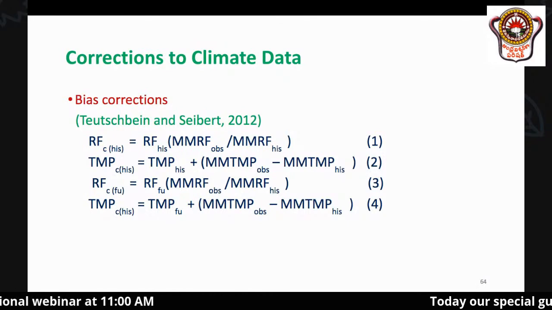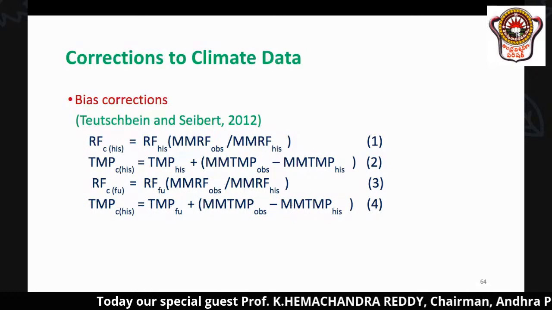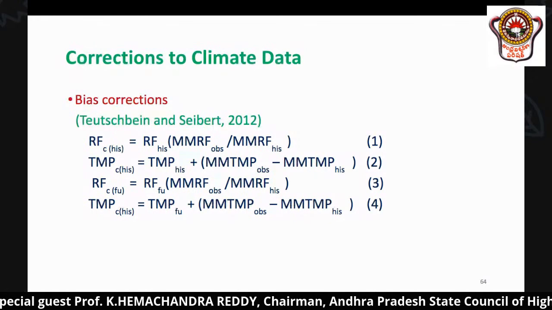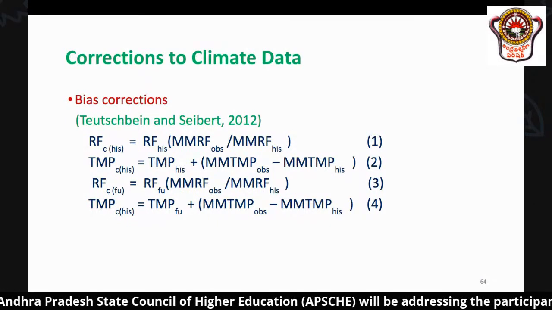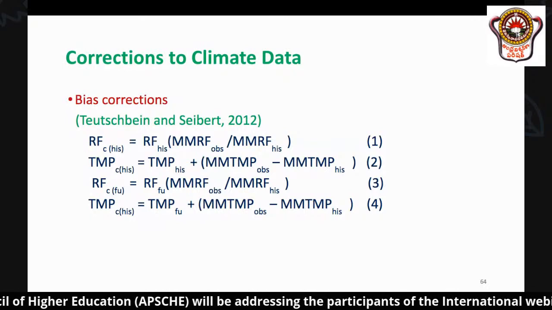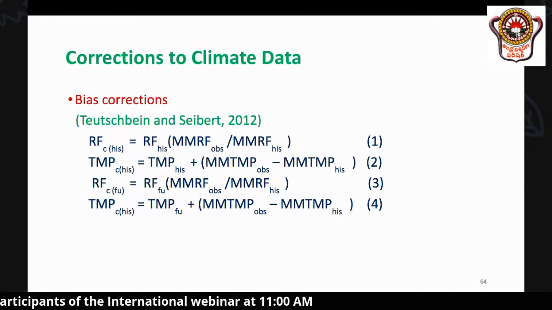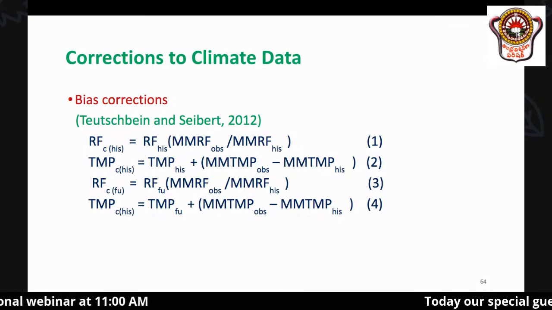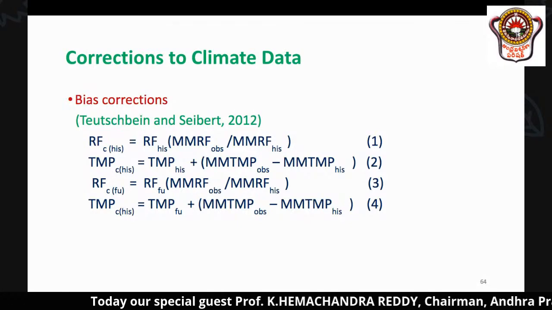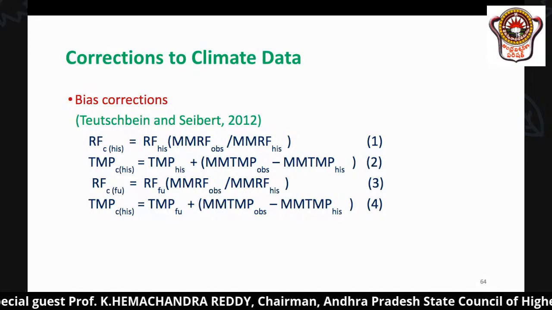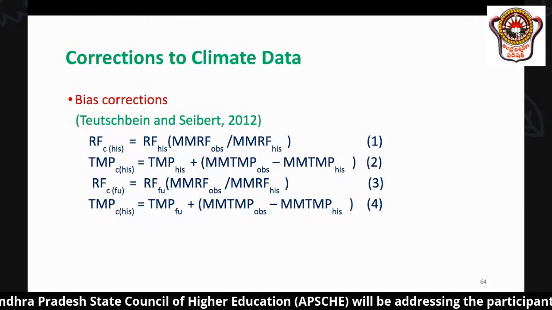When it comes to temperature, you take the difference between observed and historic. That factor value you add to each climate model data set, the historic data set, so that you can get the corrected one. C means the corrected one. So what are the correction factors you are getting here? Simply, an additive factor for rainfall, a multiplicative factor for rainfall, and an additive factor for temperature. You can apply these to the future data also, so that you can get the future rainfall and future temperature.